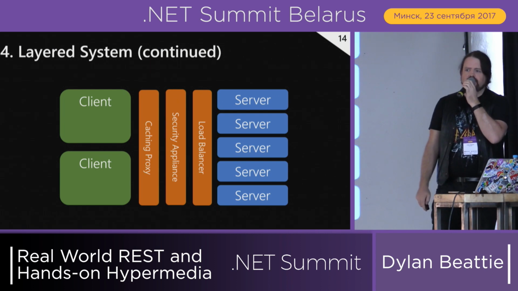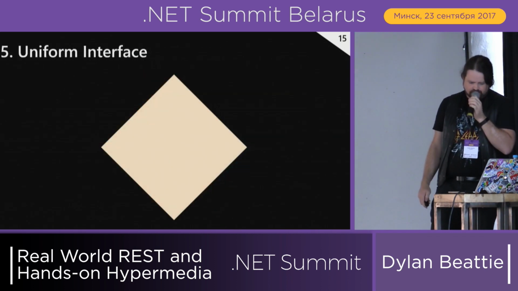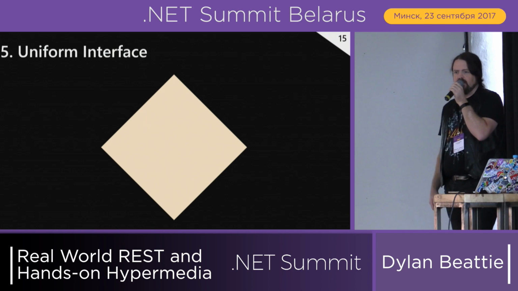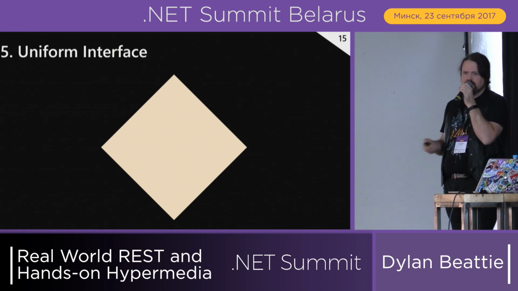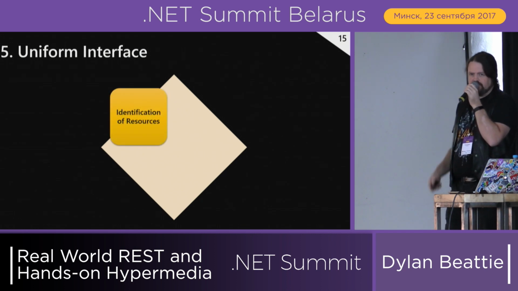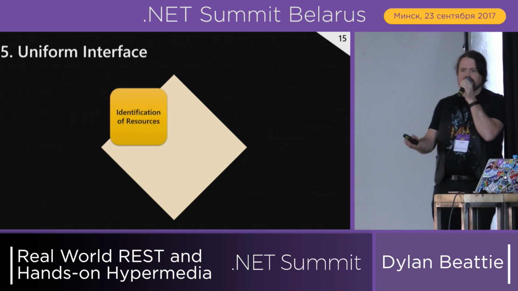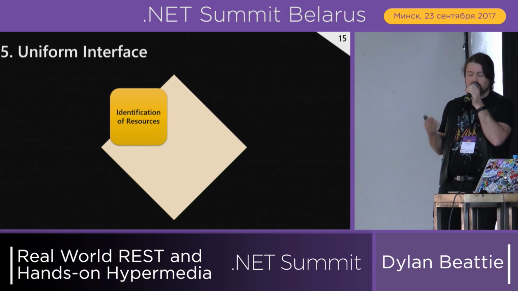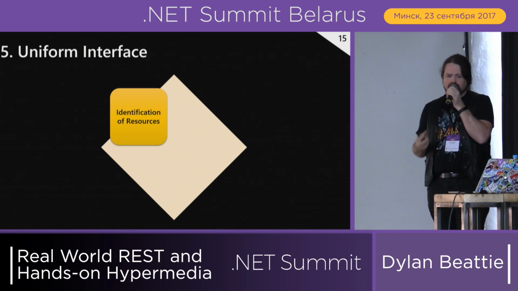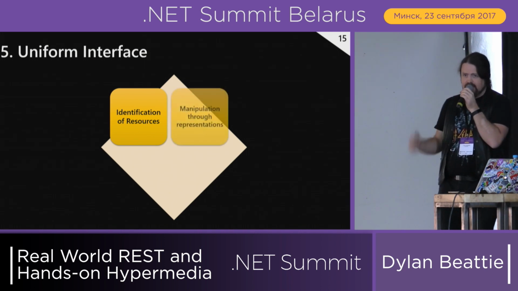The fifth constraint is something called a uniform interface. Now, what this basically identifies is 4 constraints about how your clients and your servers communicate. The first of them is the identification of resources. This is the idea that anything, if it's a document or a service, a resource, something that is useful, exists on the web and there is an address that you can use to identify it.